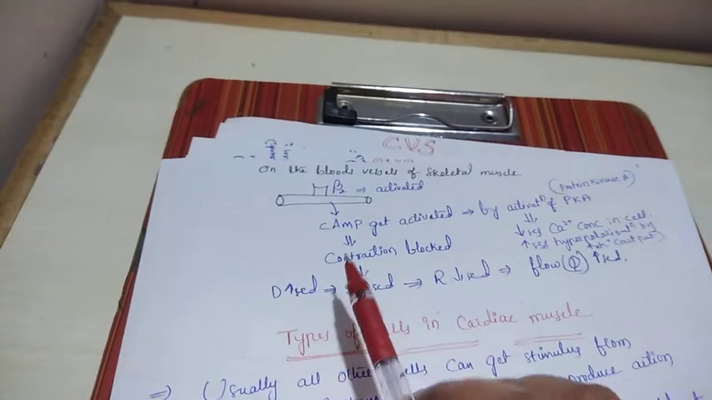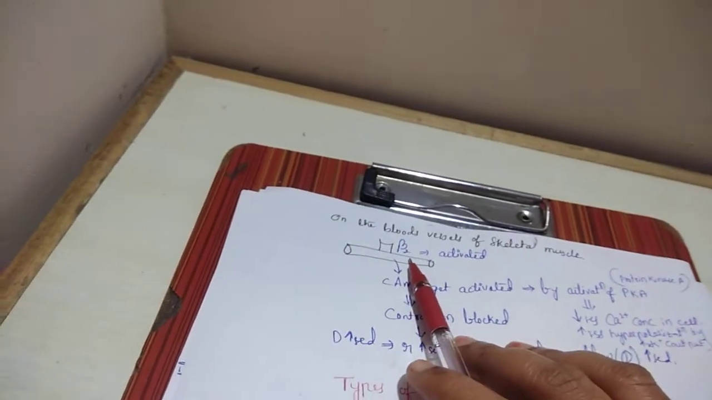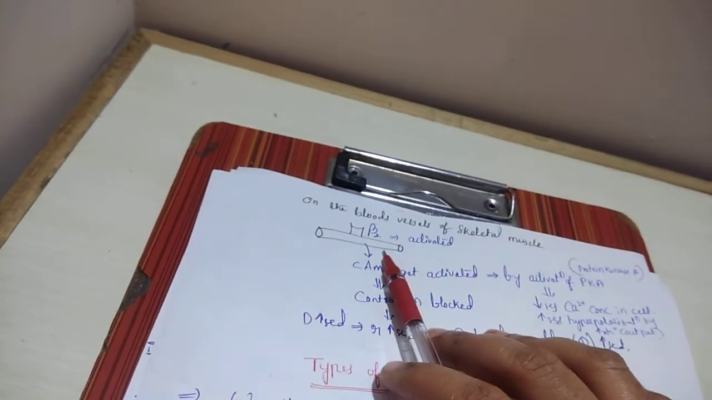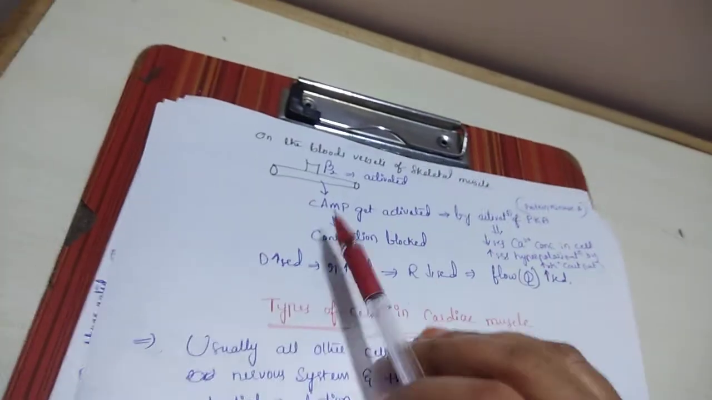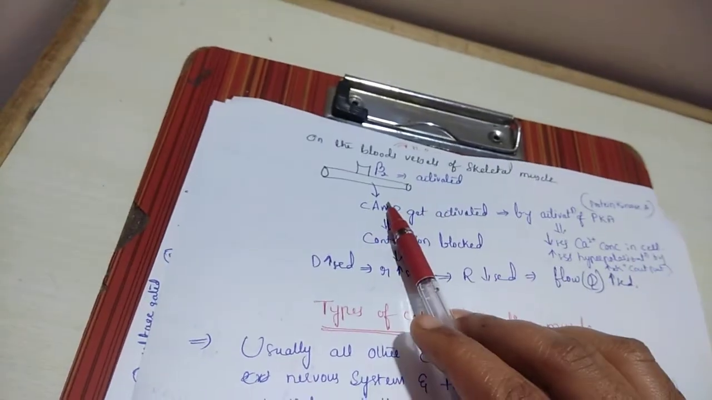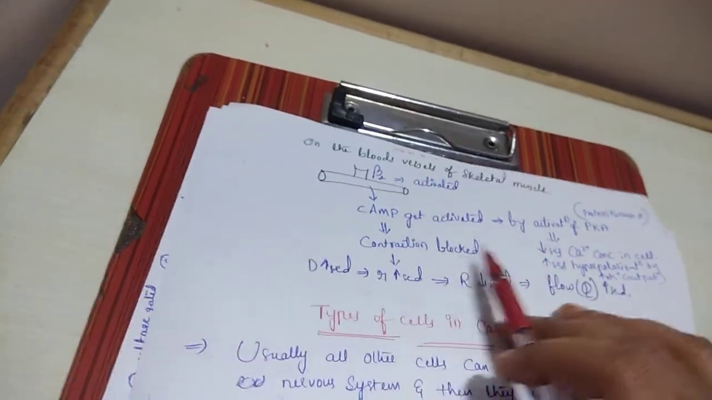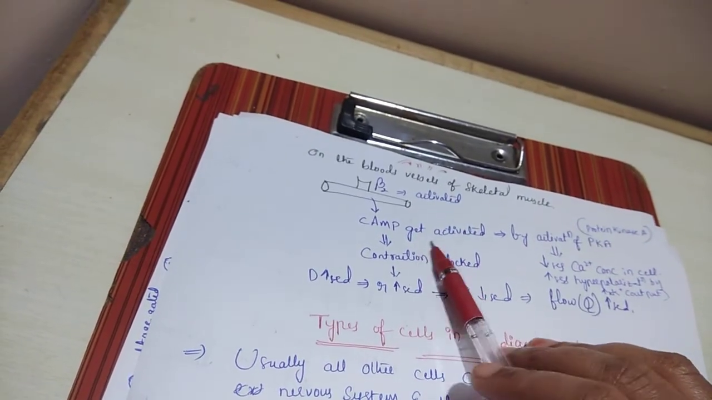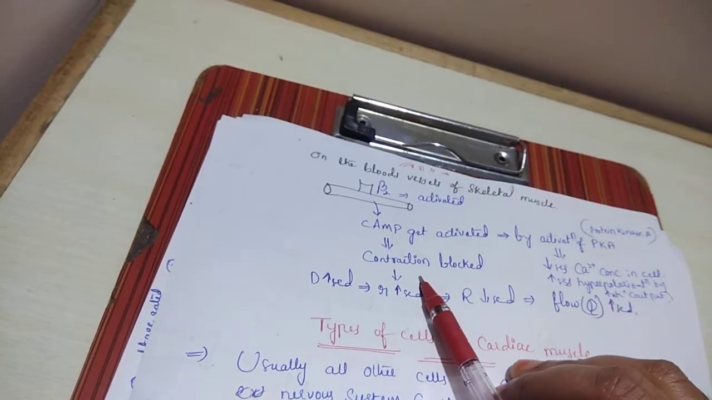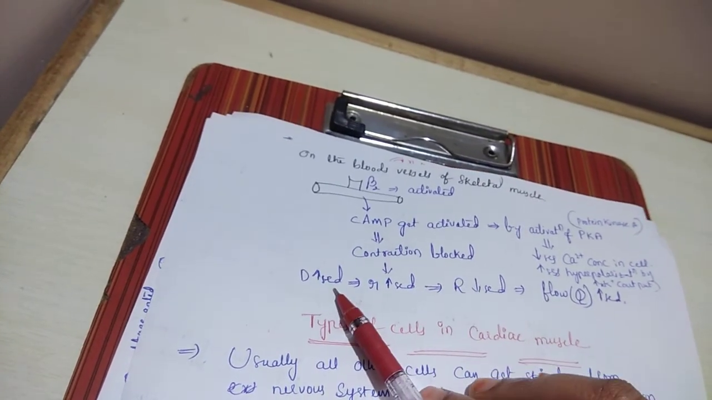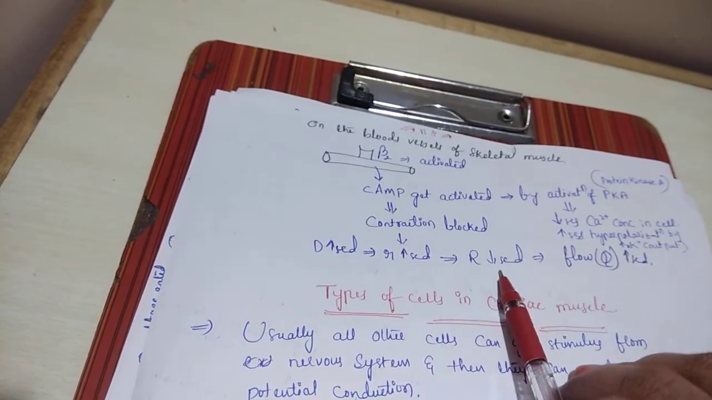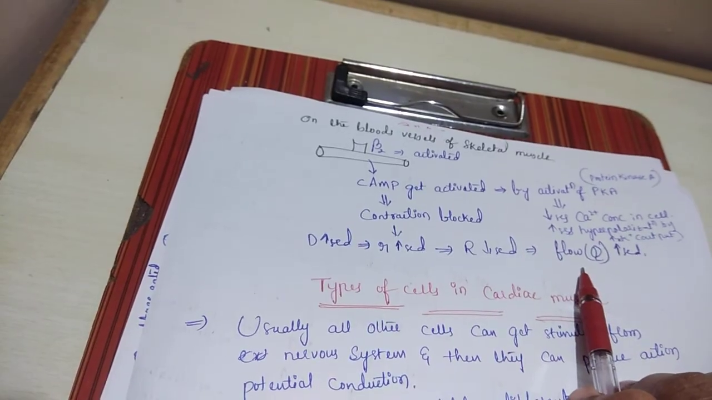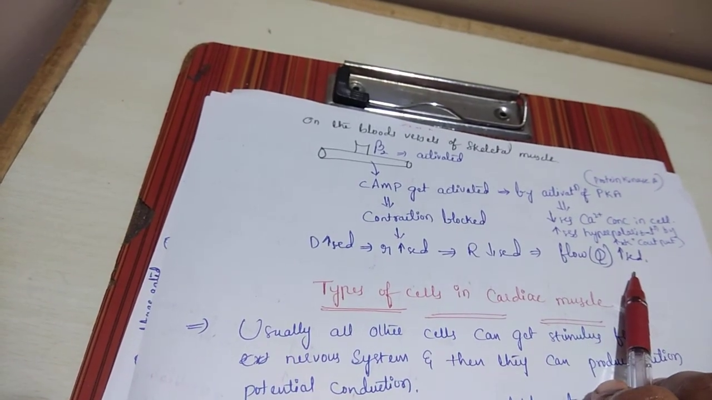And one more thing: the blood vessels present in skeletal muscle mainly contain beta 2 receptors. When beta 2 receptors are activated, they are G inhibitory receptors. The G inhibitory protein gets activated, which causes cyclic AMP inhibition. It causes contraction to be blocked, the diameter and radius will be increased, resistance will be decreased, and the flow of blood will ultimately be increased.